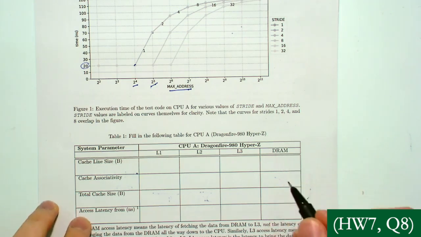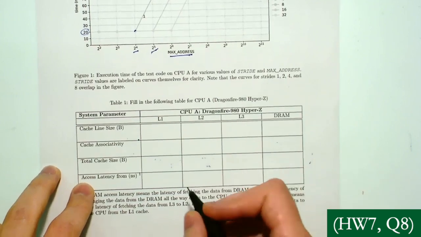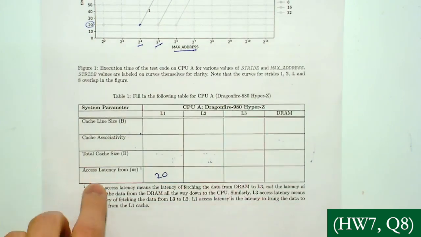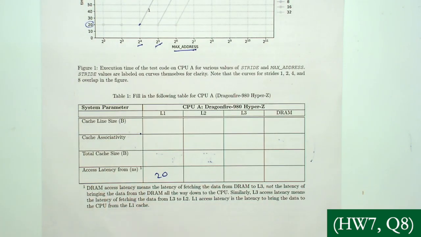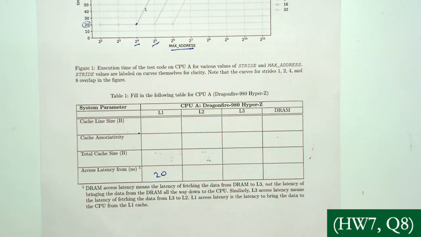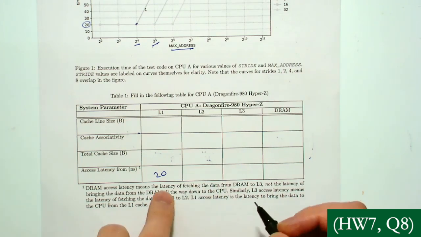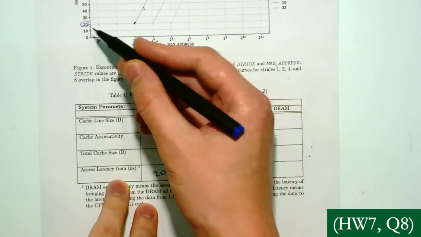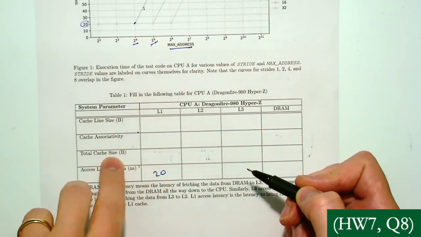Okay, yeah. So basically, let's put that in. So the latency is 20. And here, access latency is defined as latency that excludes other levels, right? So if, for example, you are filling in L2 access latency, you have to subtract L1 access latency from it. So this is just that level, but not through the hierarchy. But for L1, it doesn't matter. It's just 20.